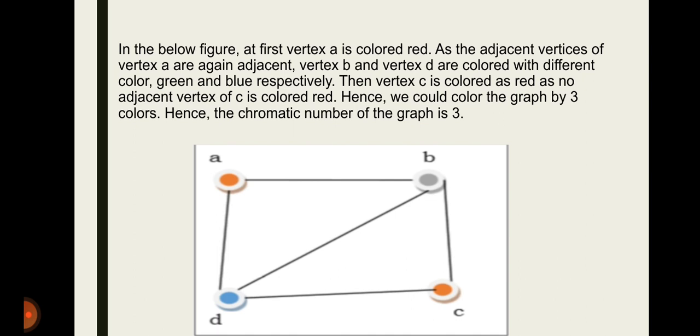Here the colors of B and D are green and blue respectively. The vertex C is colored red, that is orange, since no adjacent vertex of C is colored red, that is orange. Hence we could color the graph with three colors. Hence the chromatic number of the graph is 3. Basically, as we have previously seen, chromatic number means the minimum number of colors used in coloring a graph.